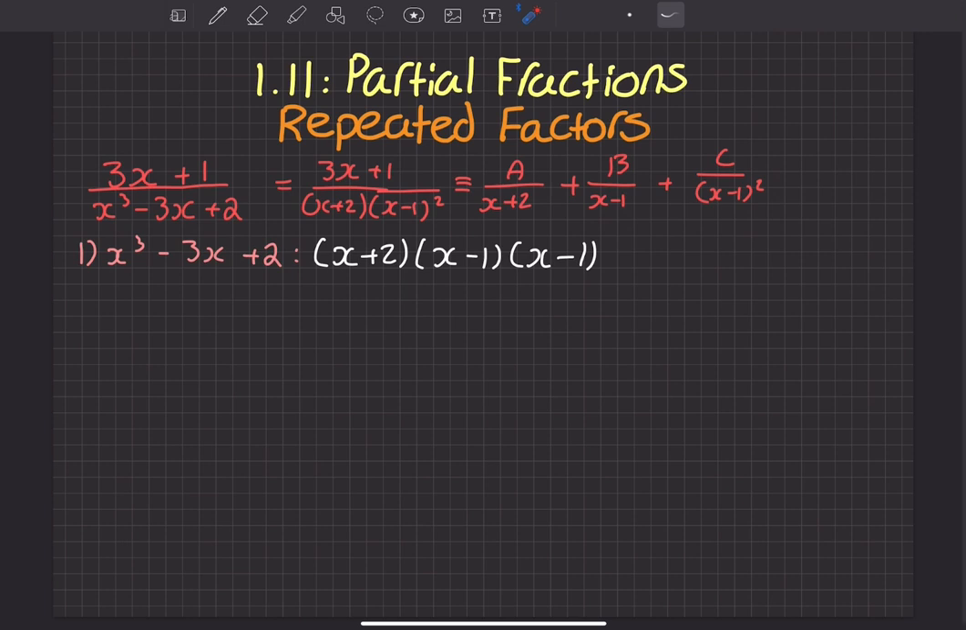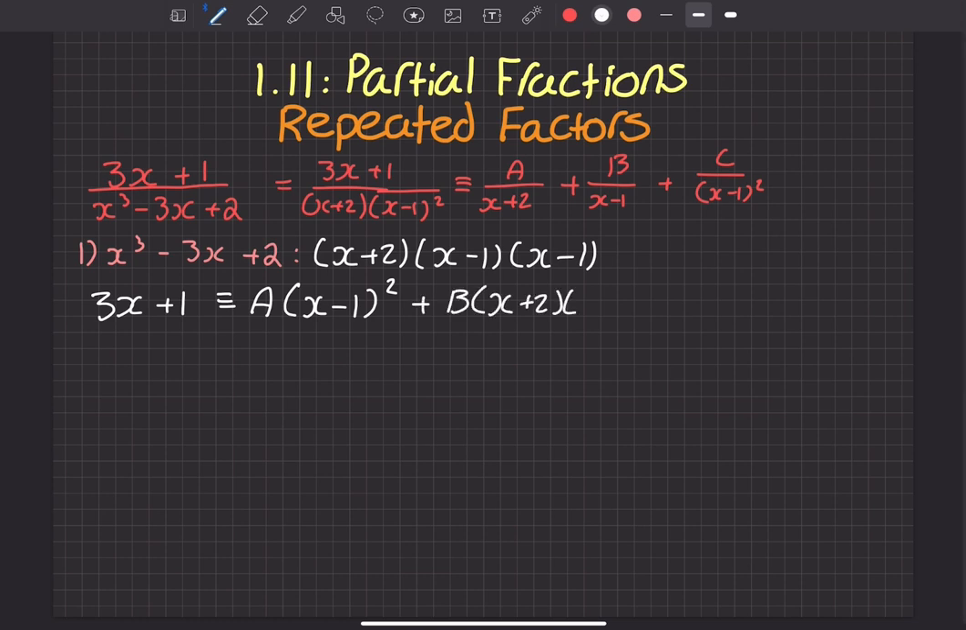Anyways, what we do next is what you do for normal partial fractions, which is make the denominator the same. So this a here has to be multiplied by x minus 1, x minus 1, b multiplied by x plus 2, x minus 1, and the c multiplied by x plus 2, right? So I have to make the denominators the same. And what we'd have is 3x plus 1 is basically a multiplied by x minus 1 squared plus b multiplied by x plus 2, x minus 1, plus c multiplied by x plus 2, right?